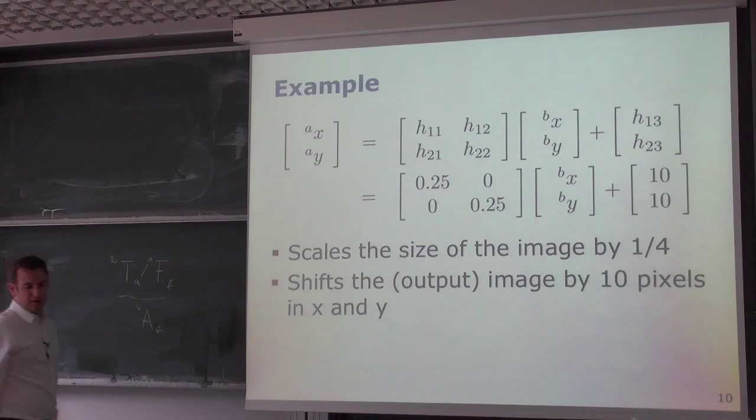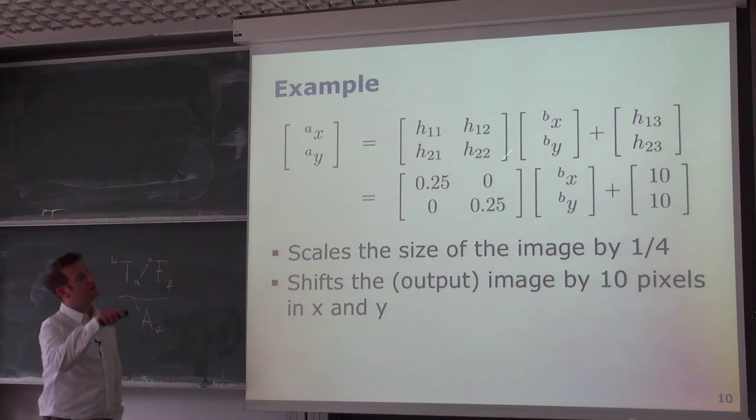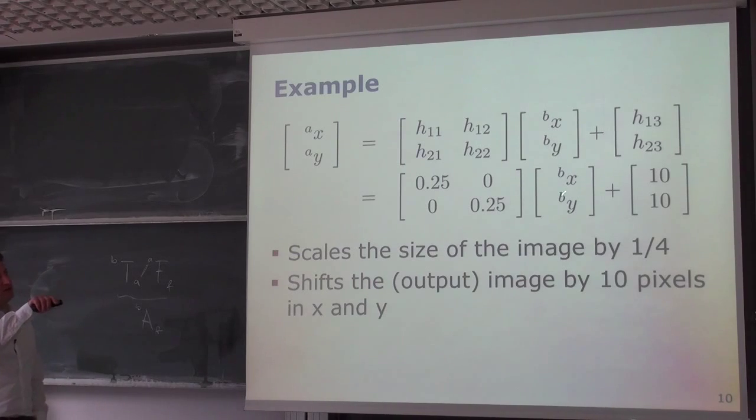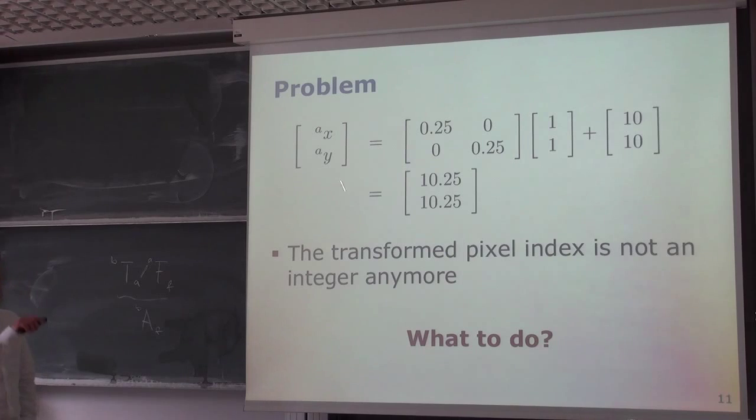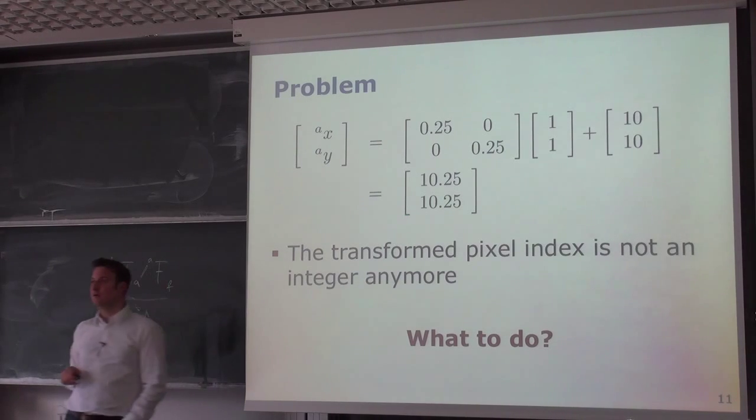Okay. Now, let's transform one point, let's say the point (1, 1), from our input image. So let's assume those two values are both 1 and do this transformation. We can write that down as our transformation, 0.25, 0.25 here, (1, 1) is my input, and 10, 10 here. So this ends up to be these values over here.